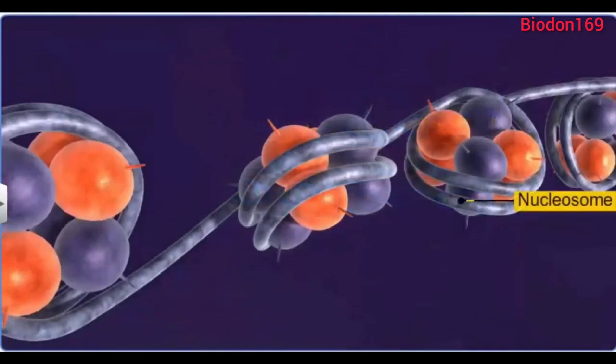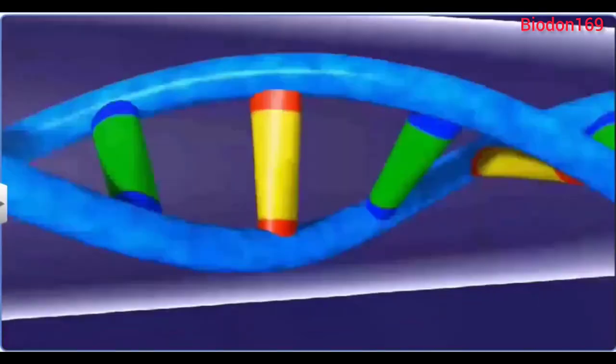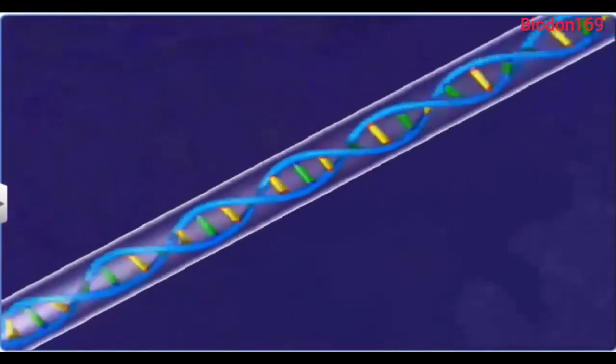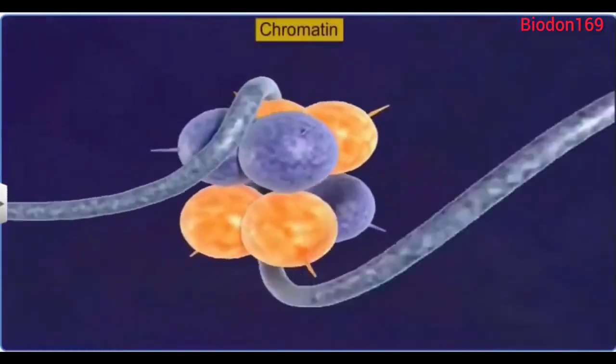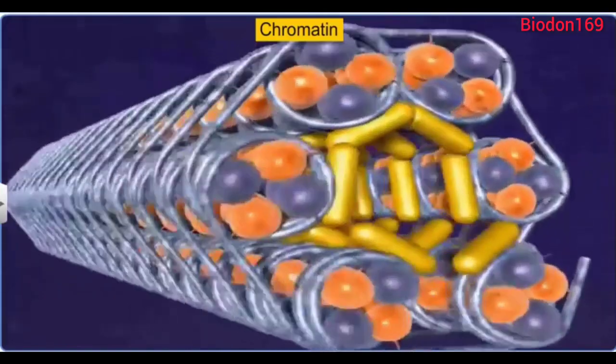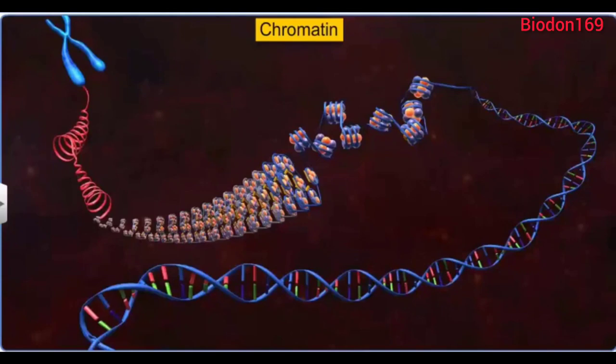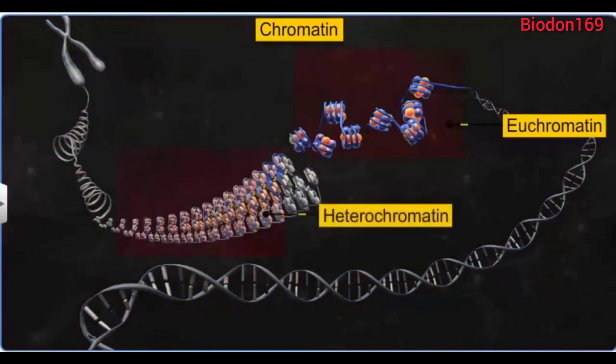The nucleosomes present in chromatin can be seen as a beads-on-string structure when observed under an electron microscope. It is the nucleosomes that make up the repeating unit in chromatin, the thread-like bodies present in the nucleus. Now, the chromatin fibers are of two types: euchromatin and heterochromatin.